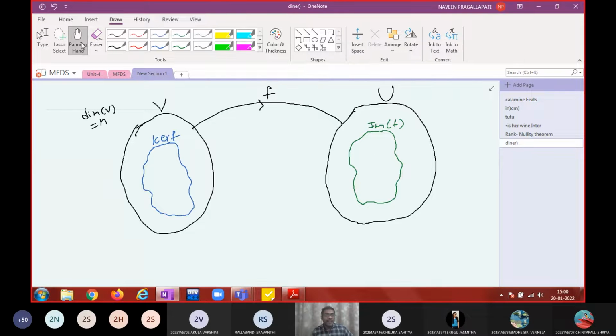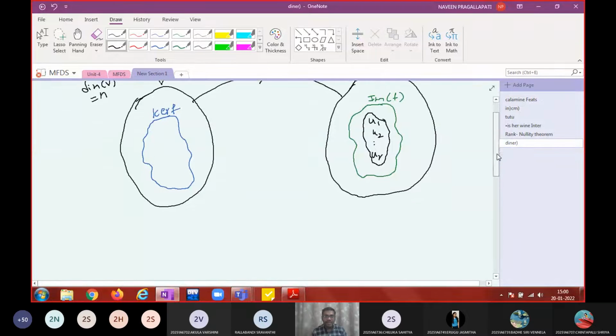So when I say the dimension is R, that means there is a basis of this image space. That basis can be like this: U1, U2, and so on, UR. These are the basis elements of the range space. This is the basis of the range space.